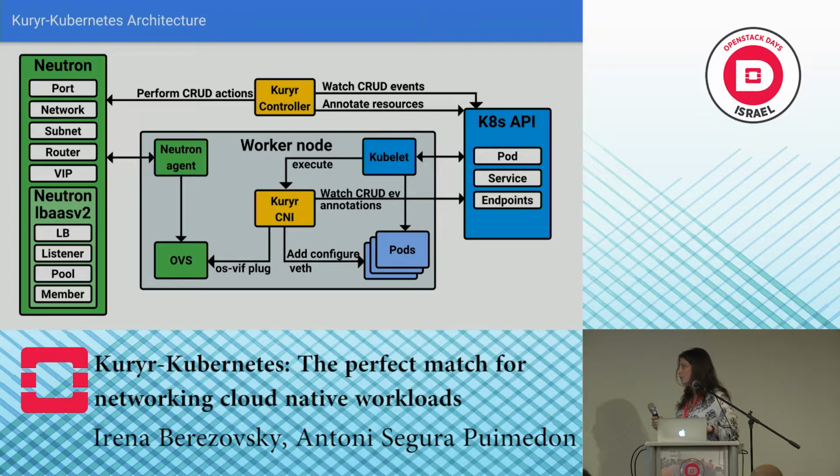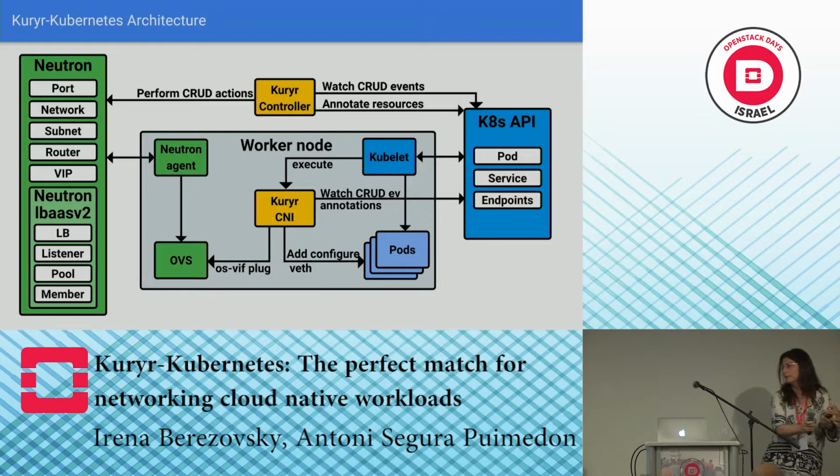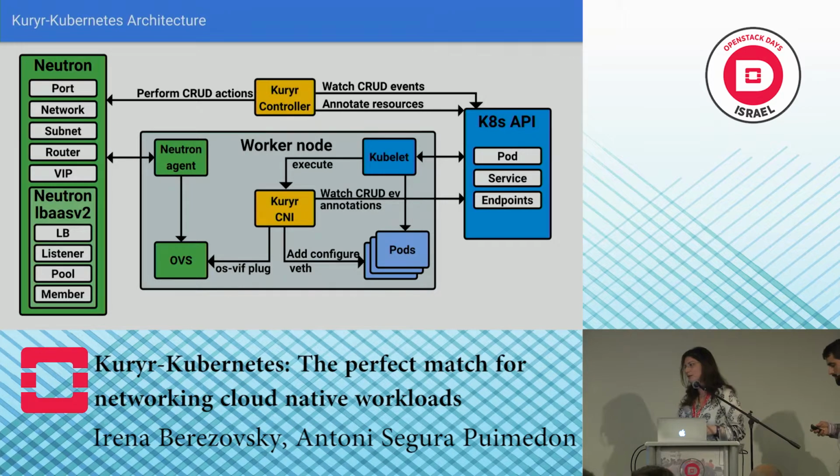Now, for a more detailed view of the integration, I'll hand over to Toni. Can I ask a question, please? Yes, sure. How does the network work between two pods inside VMs? I know that there is Flannel, but can Flannel work with Kuryr?